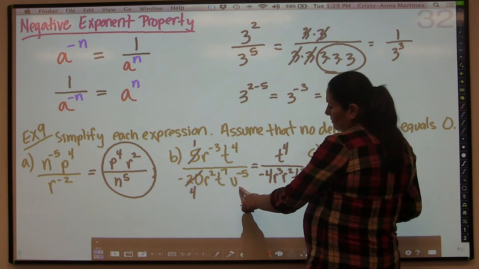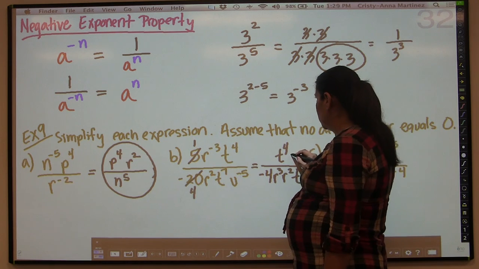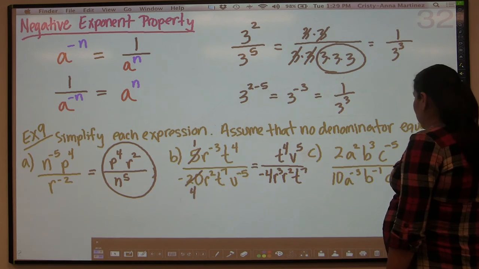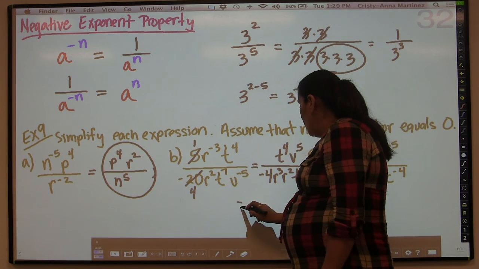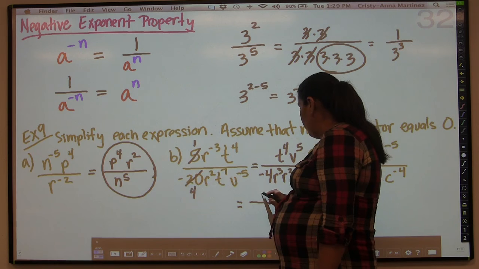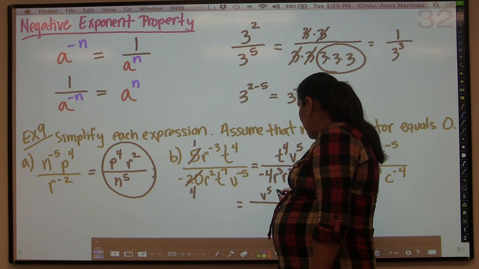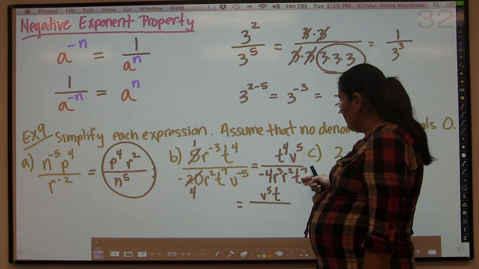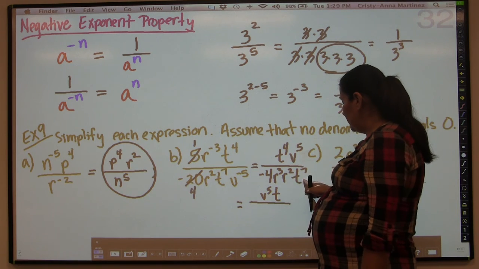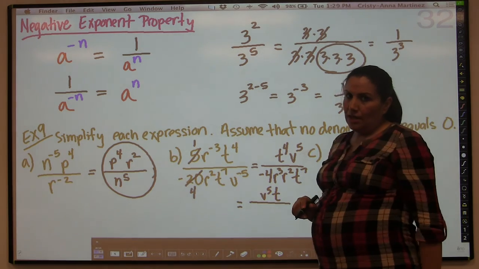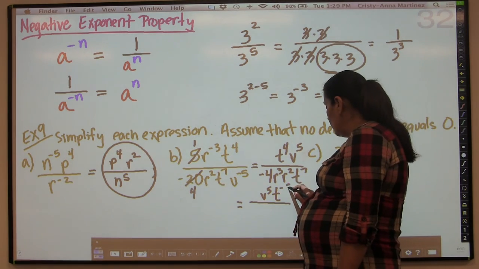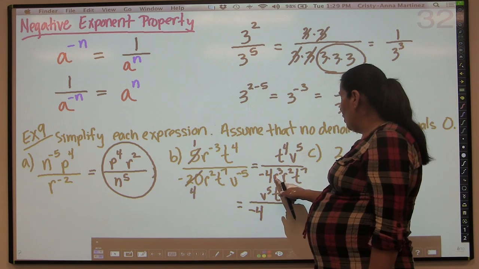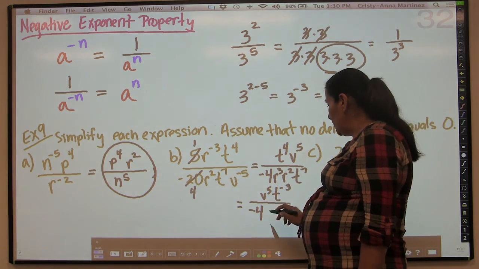And then we have this v to the negative 5th, and it's going to go on the top as a positive 5. And then we want to combine any like terms that we can. So we still have this little guy, we have our v to the fifth and t. I'm going to go 4 minus 7 because I'm dividing here with the t to the fourth and t to the seventh. 4 minus 7 is going to be negative 3. And then on the bottom you have your negative 4. And then r cubed, r squared, we're going to add 3 and 2 and get r to the fifth.